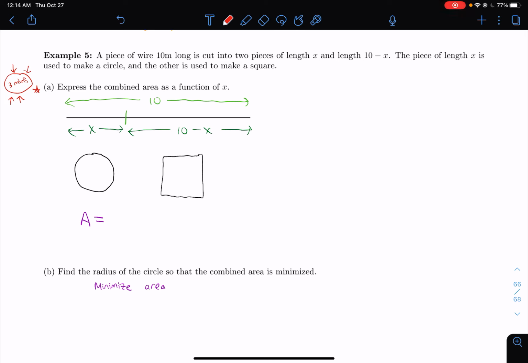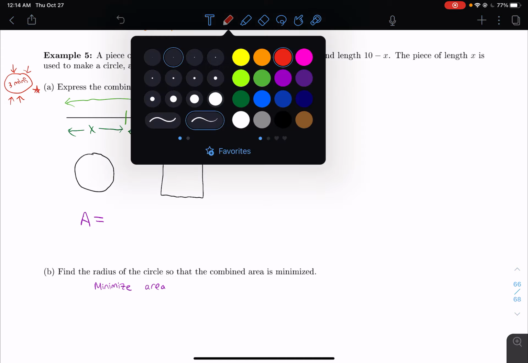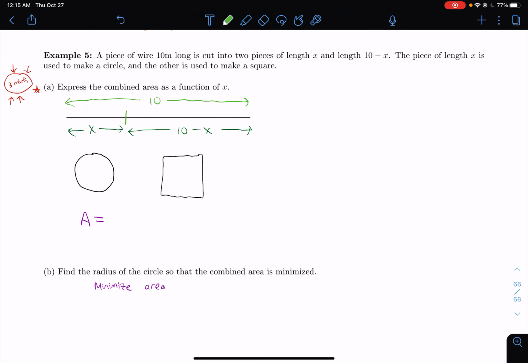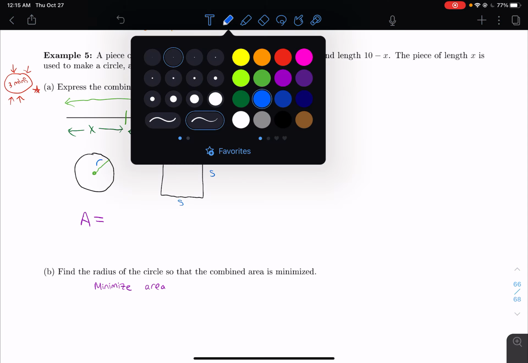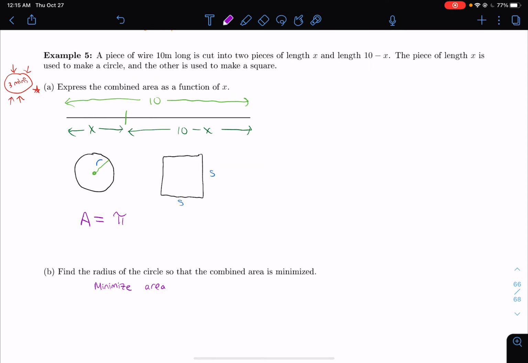Okay, so let's talk about it now. I'm going to label the picture a little bit and introduce some variables. I'll need the radius of the circle, so I'll call that r. I'm also going to need the side length of the square, so I'll call the side length s. So the area of the circle is pi r squared, and the area of the square is s squared. Then it wants me to combine the areas, which means add them together.